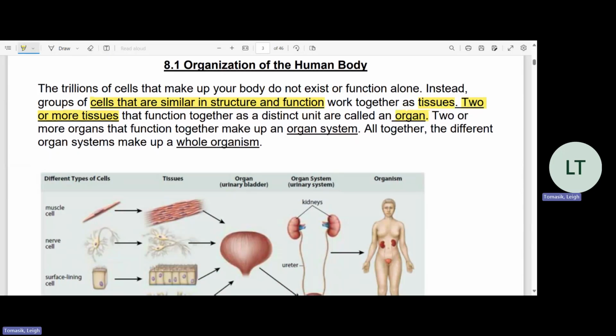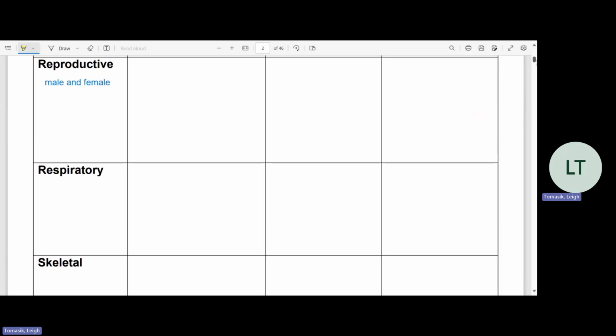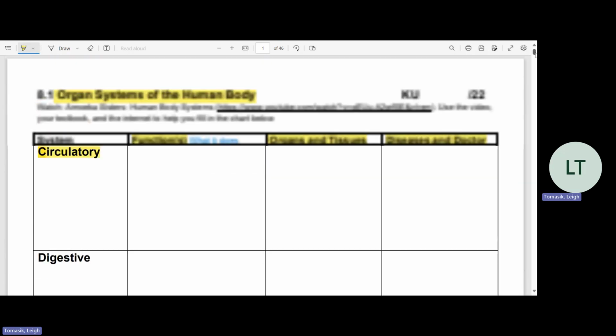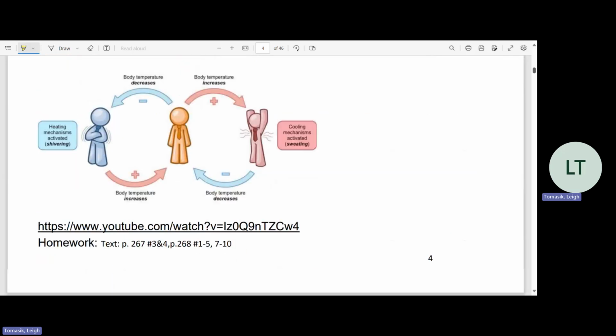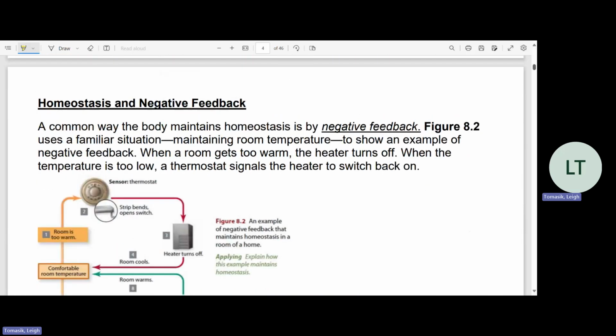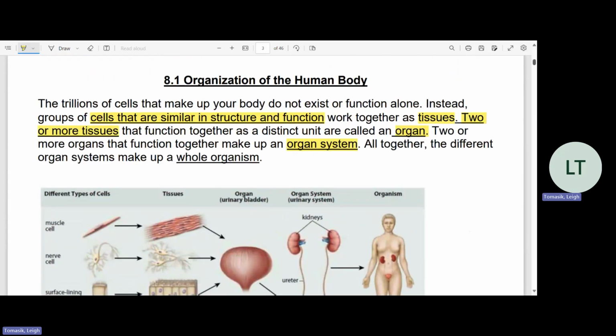Two or more organs that function together make up an organ system, right? And hopefully you've done your assignment by now, so you should know about all of the organ systems, right? We have quite a few. So when organs work together, we have organ systems. Altogether, the different organ systems make up a whole organism.